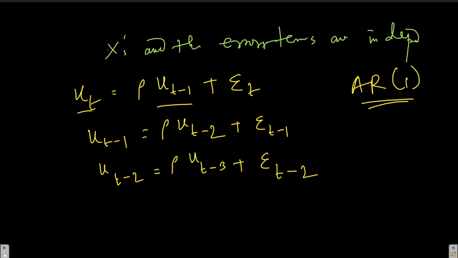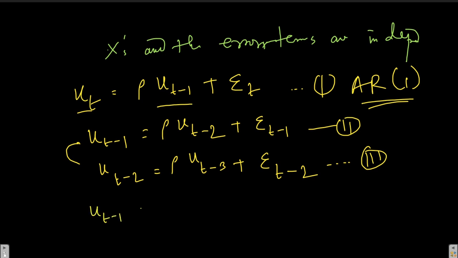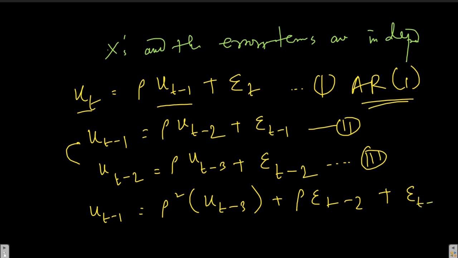So let's say this is equation 1, this is equation 2, this is equation 3. If I substitute 3 into 2 and 2 into 1, let's say I substitute it here, I'll get u_{t-1} is equal to rho square u_{t-3}, and then I will have my rho e_{t-2} plus e_{t-1}, right? So I have substituted 3 into 2.